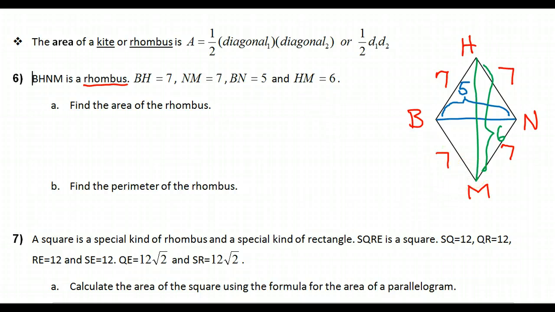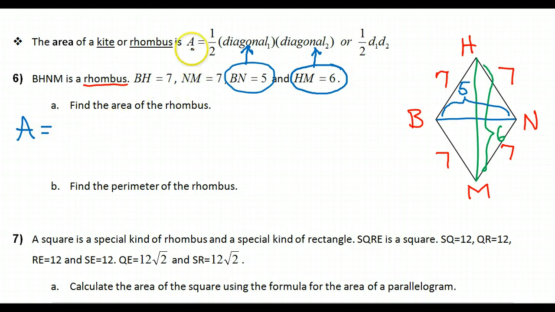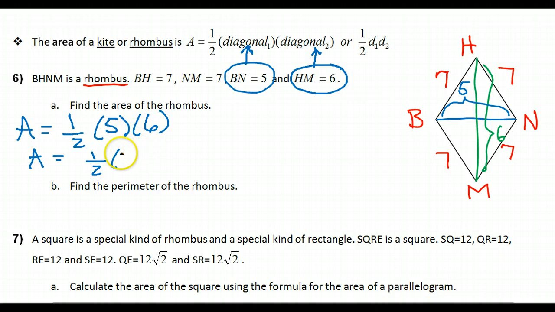That's the main thing. So if you understand that, this is a diagonal, we'll call that diagonal 1, and this is a diagonal. That's diagonal 2. Then we can just use the formula. The area of a rhombus is 1/2 diagonal times diagonal. So that's going to be 1/2 times 5 times 6. We don't need a calculator for this. 5 times 6 is 30, and half of 30 is 15. So the area of this rhombus is 15.